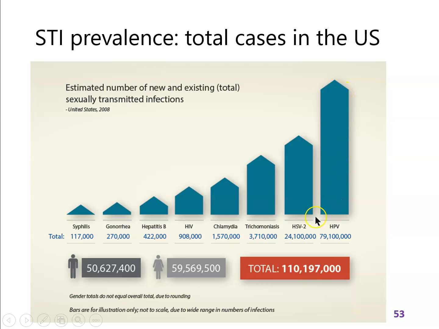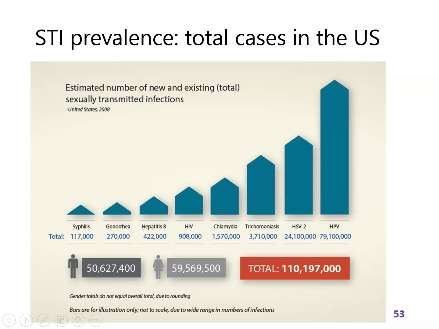It's more common than herpes simplex 2, and it's more common than trichomonas. And this is not even to scale. So this is 24 million, 3 million. So these are kind of to scale. And then this one is a jump from 3 million to 24 million. And then this is a jump from 24 to 79 million. So this is like 3 times more common than the next most common sexually transmitted infection in the US.